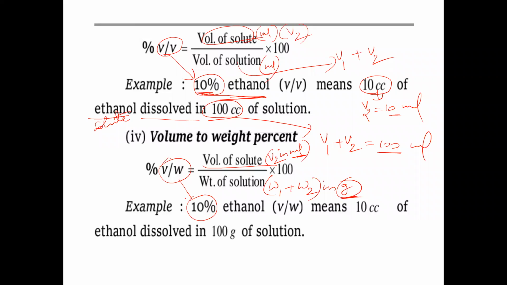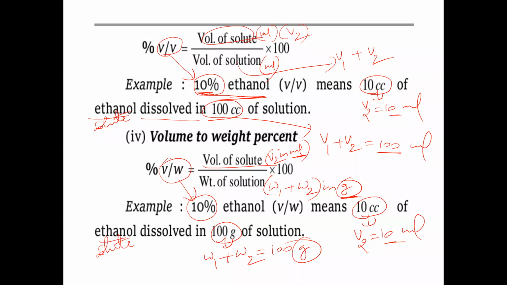For V by W percent, how much is given? 10% given. That means 10 ml of solute, 10 ml of ethanol solute. Here 10 ml is V2, the volume of solute in ml. And this 100 grams is the weight of solution, that is weight of solvent plus weight of solute is equal to 100 grams. The weight of solution is given.